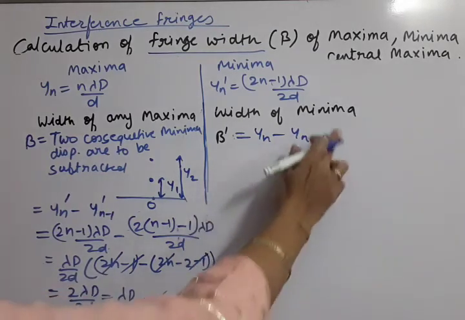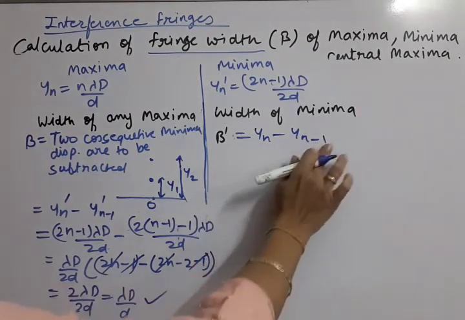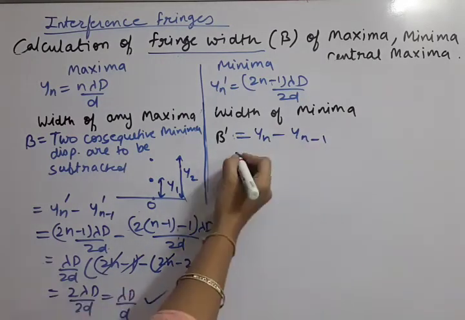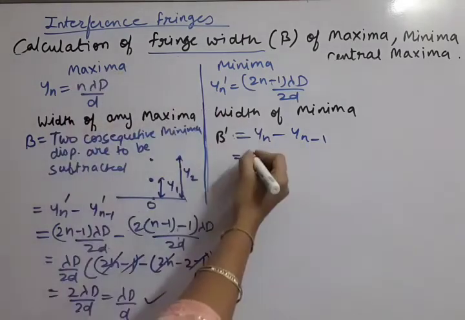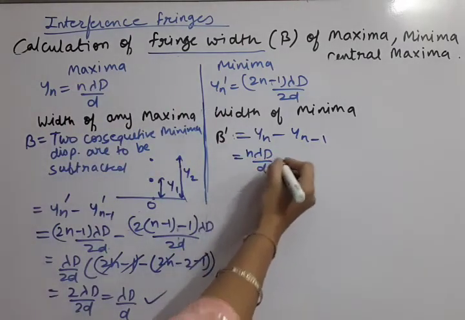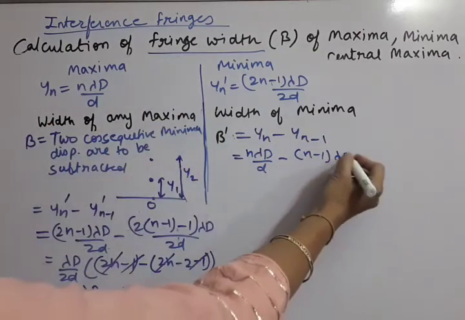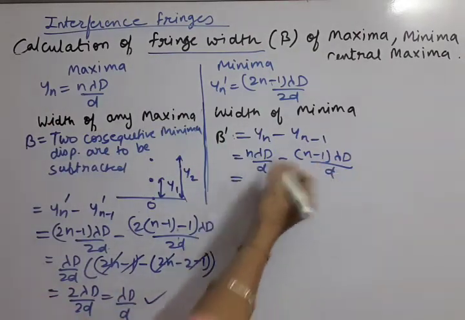So one maxima is yn and the second maxima is yn minus 1. So once I have to put n in place of n only, and secondly I have to put n minus 1 in this formula. Then let us solve it.